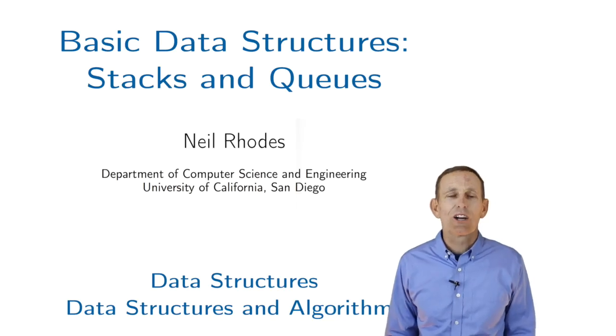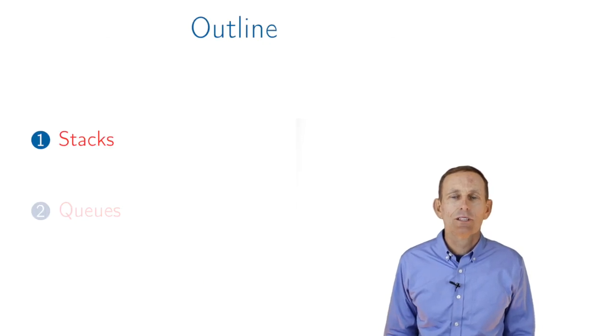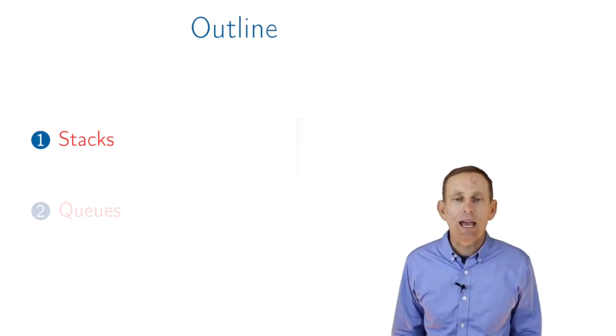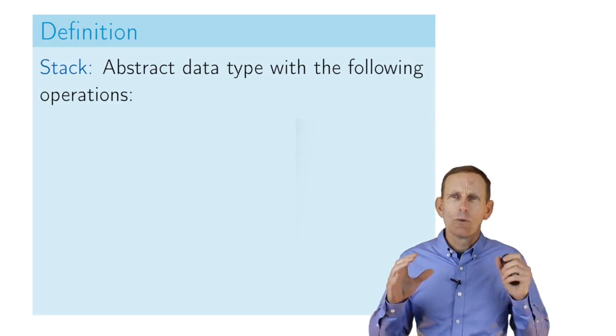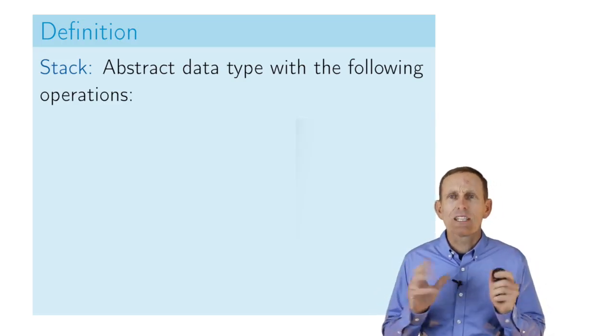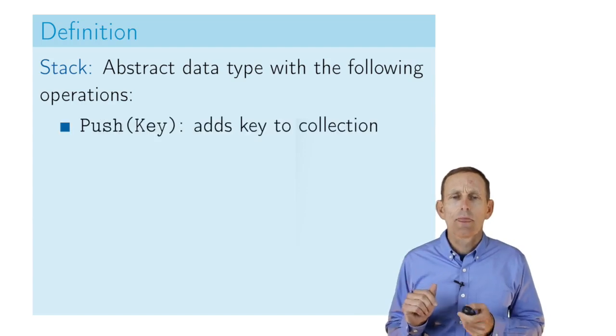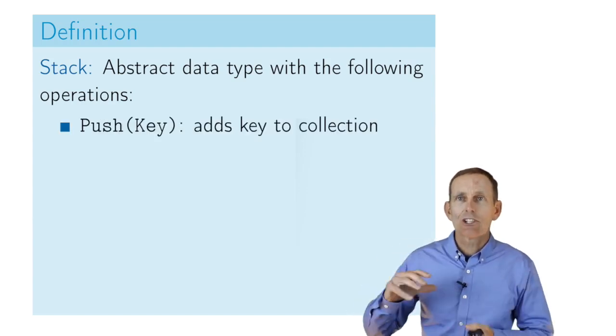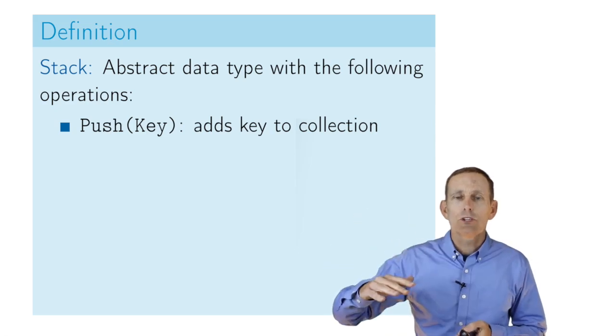So now we're going to start talking about two very important data structures, stacks and queues. In this video, we're going to talk about stacks. So what is a stack? It's an abstract data type, and here are the operations we have. We can push a key. So we've got a collection of values, and we can push it.